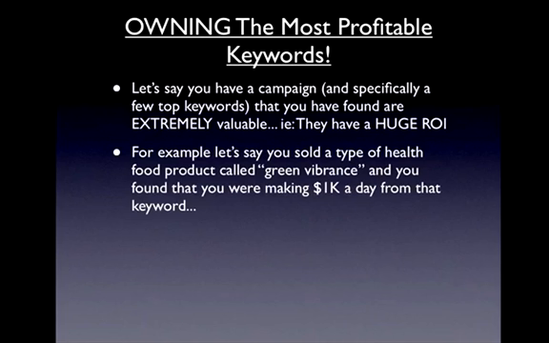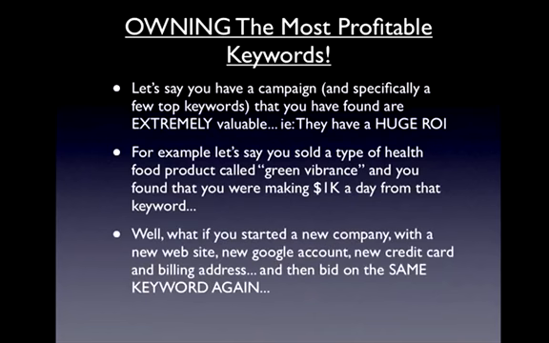So let's say you might run this campaign for Green Vibrance, and you might find that you're bidding on keywords like health food products, and you're not making a great return on investment because that's not as specific. But if someone is specifically typing in Green Vibrance, and you're selling the product Green Vibrance, and there's not that much other competition selling it, and you're making a real nice profit on that, okay? Well, if that was the case, what if you started a new company? You incorporated a new company. You set up a new website for that company, a new Google account, a new credit card with a different billing address, and then bid on the same keyword again, Green Vibrance.